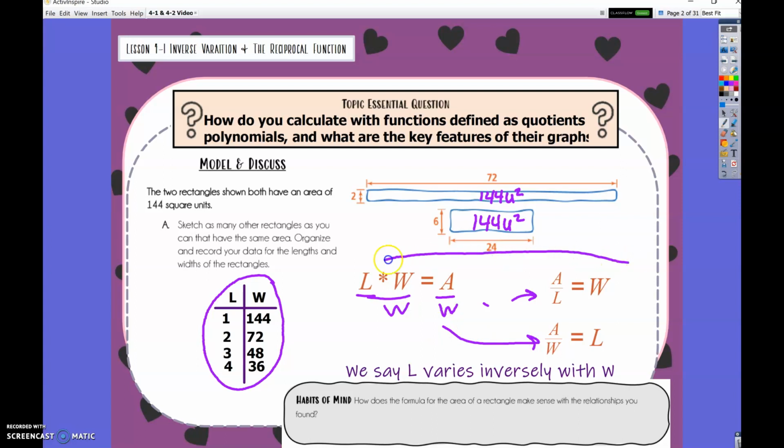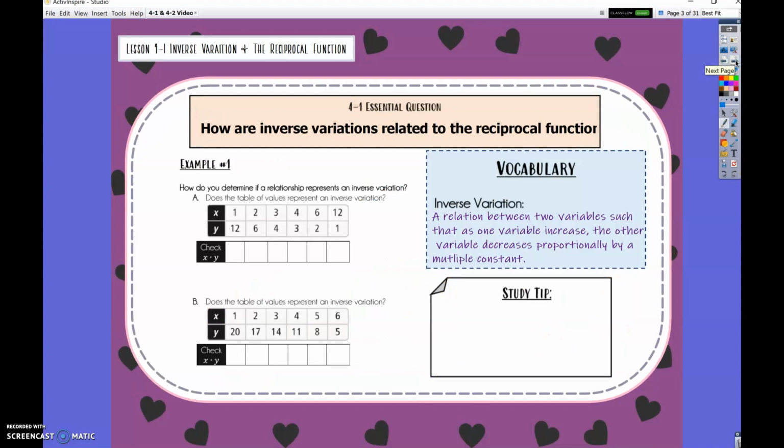Note that all three of these equations are the same thing, just rewritten a little bit differently, solving for a different variable. We would like to say that L varies inversely with W, especially when it relates to this equation right here. One might say in this top equation that W varies inversely with L. Inversely is going to be one of our key words in this first section as we begin to look at inverse functions. In 4.1, we're going to talk about how inverse variations or relations are related to their reciprocal functions.